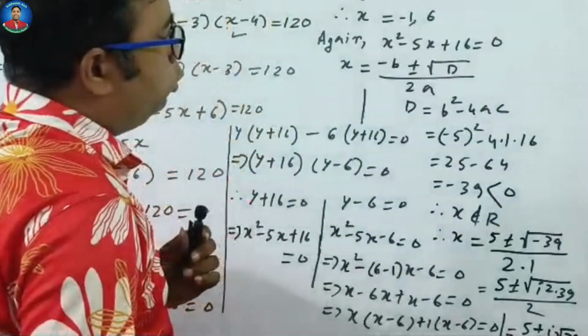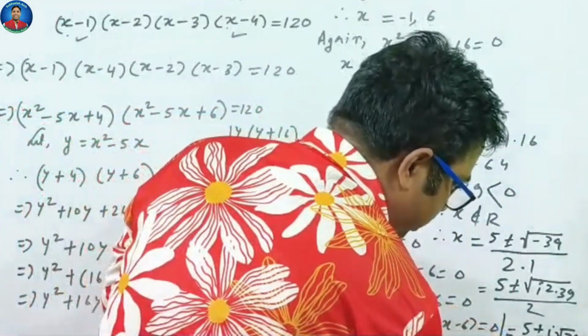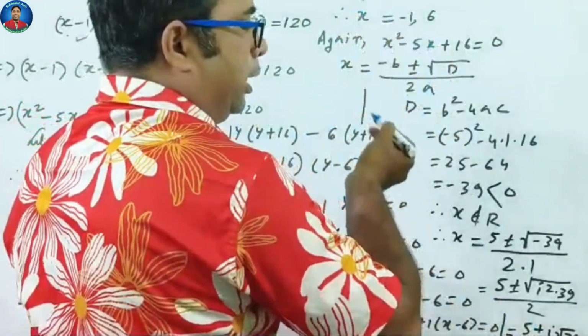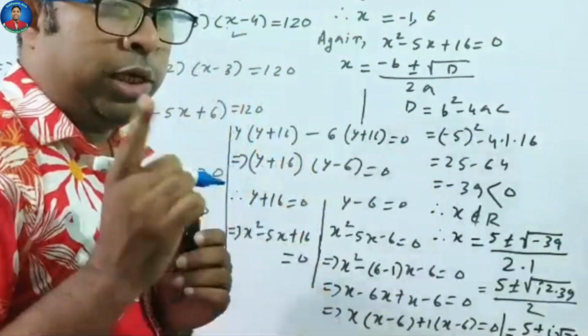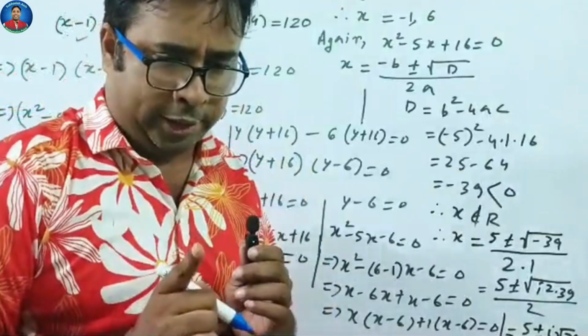So these are the two values. Two values are imaginary and the other two values are real solutions. So altogether we have got 4 values of x.